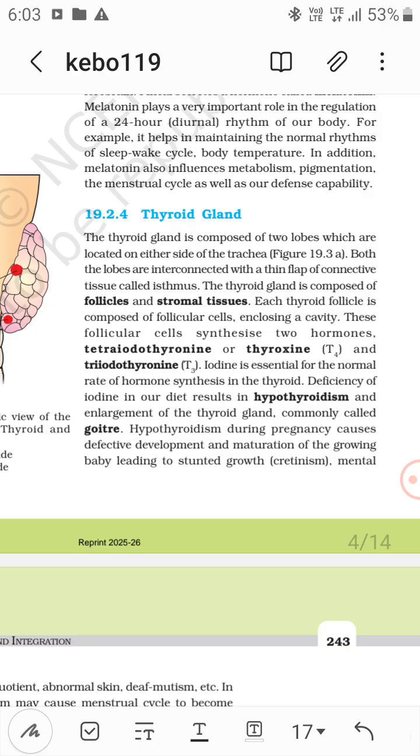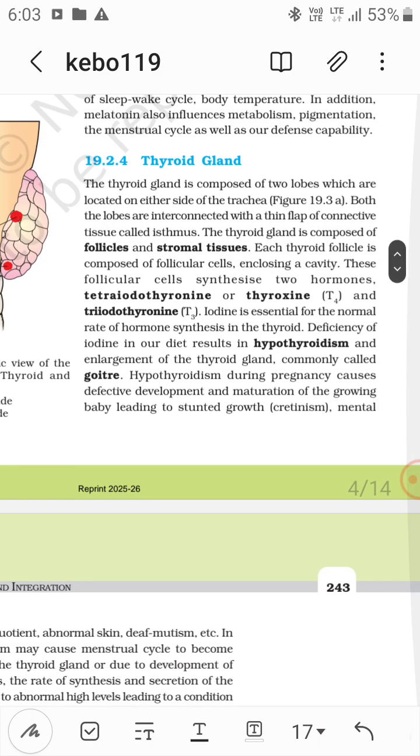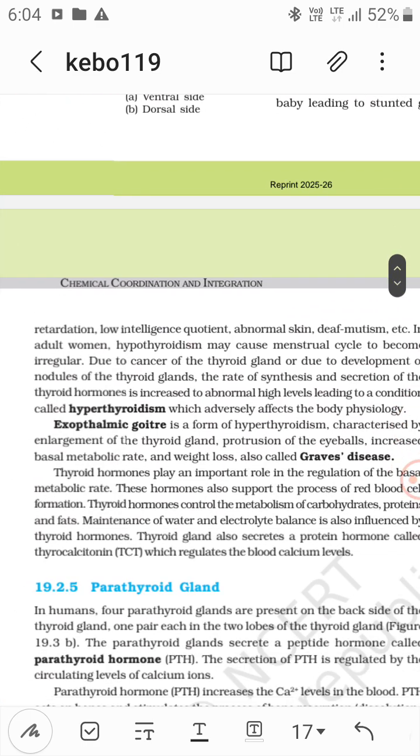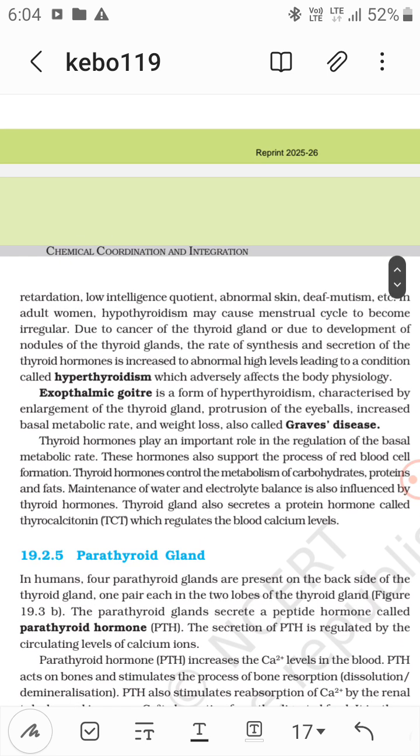The cause is deficiency of iodine in our diet. Iodine is essential for the normal synthesis of thyroid hormone in the thyroid. This causes enlargement of the thyroid gland, called goiter. When it happens during pregnancy, it causes defective development and maturation of the growing baby, leading to cretinism, that is stunted growth, mental retardation, low intelligence quotient, abnormal skin, and deaf-mutism. Goiter in an adult woman may cause the menstrual cycle to become irregular.